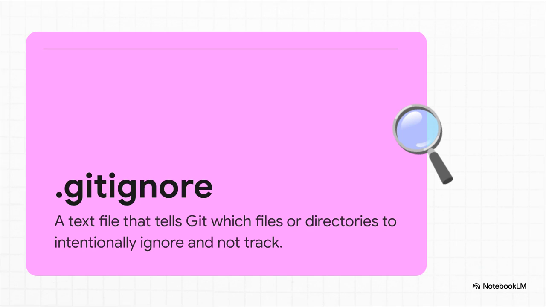Now, what you put in your repository is important, but what you keep out is just as critical. And for that, you have the .gitignore file. I love this analogy. Think of it as the bouncer for your project's nightclub. It's just a text file with a list of things that Git should totally ignore. It's absolutely essential for keeping your repository clean and, crucially, secure.